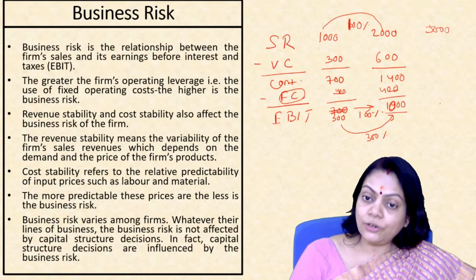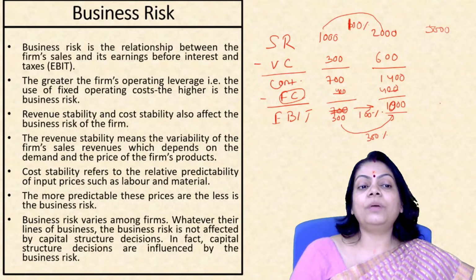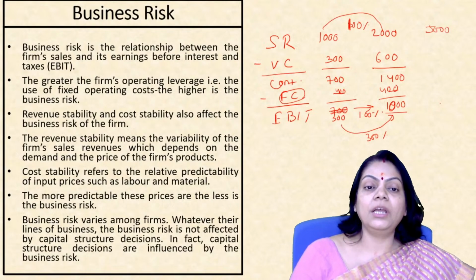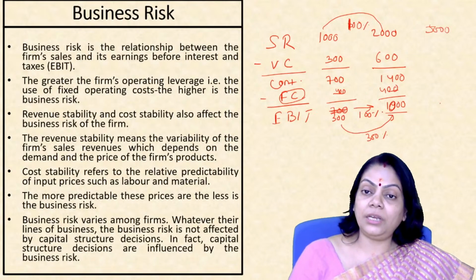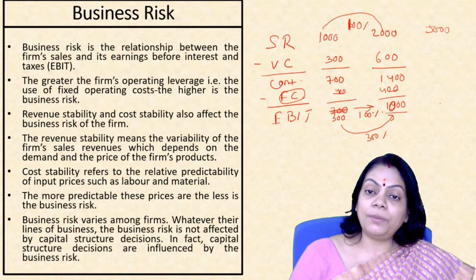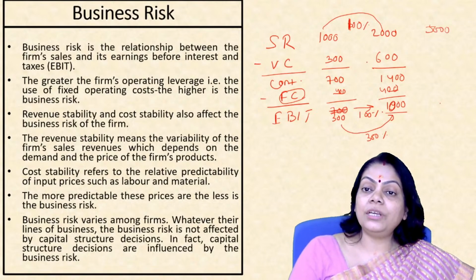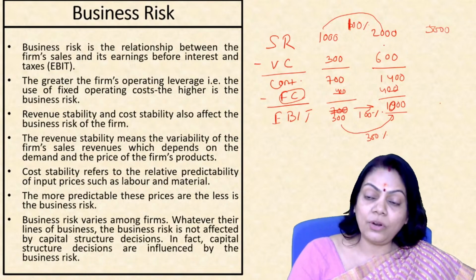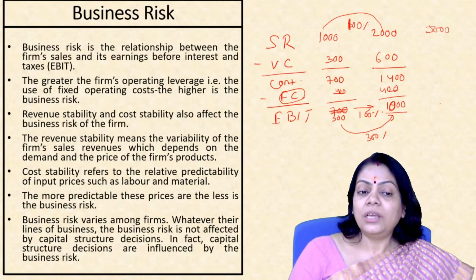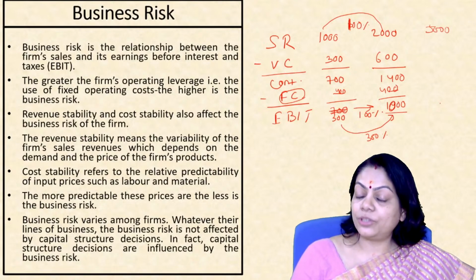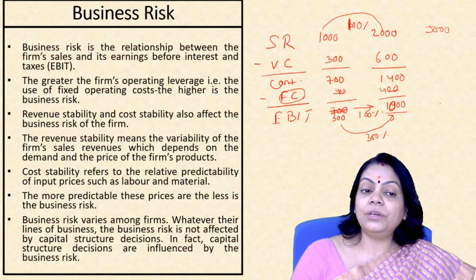Now, in addition to the employment of fixed cost, you have revenue stability and cost stability. Both of these also affect the business risk of the firm. Revenue stability means how stable your revenue is. That means, are they increasing 10% or 15% every year, or are they fluctuating? So revenue stability, which means the variability of your firm's sales revenue, also depends on the demand and the prices of your firm's product. Whereas cost stability refers to the relative predictability in your input prices.